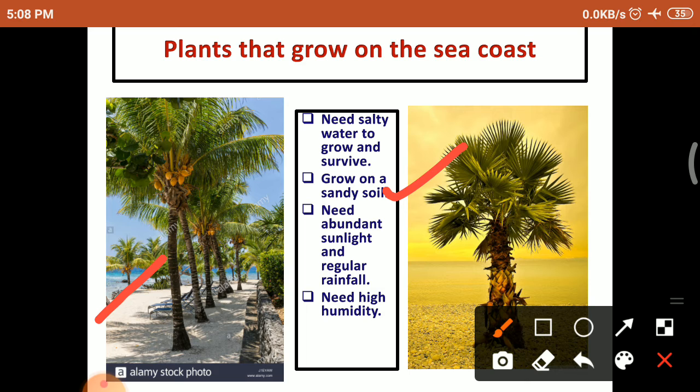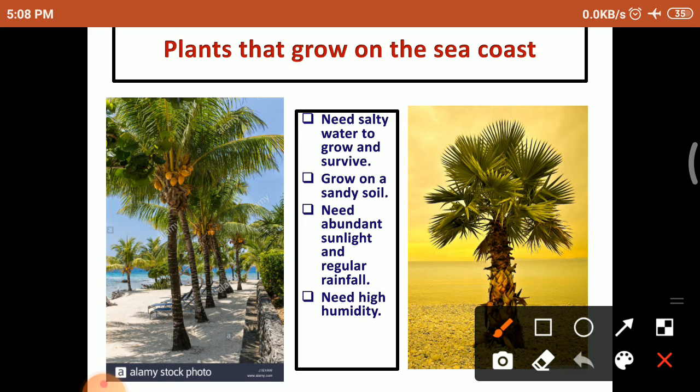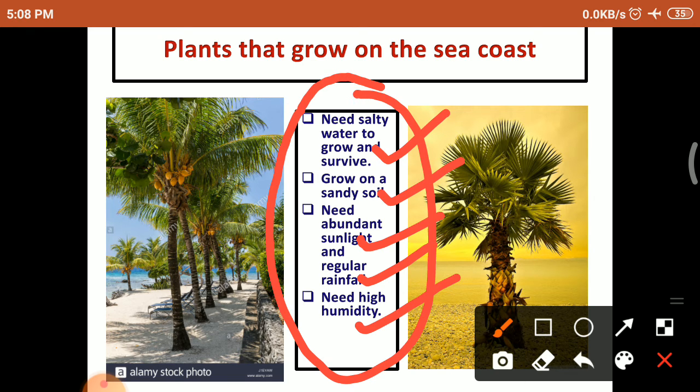The next one, they need abundant sunlight and regular rainfall. And they also need high humidity. Humidity is nothing but moisture, in Tamil we say ஈரம், that is called humidity. So the plants that grow near the sea need salty water, sandy soil, sunlight, rainfall, and humidity. These features are found near the sea area. So these plants grow on the sea coast.